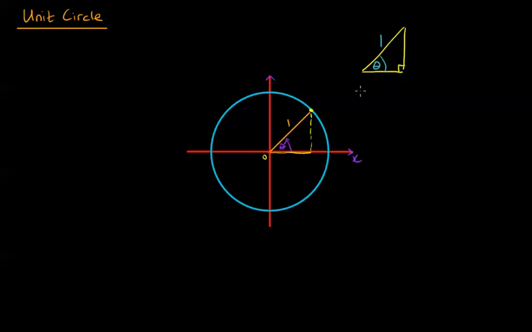We've looked at this before in our previous clips. We know this length is going to be cos of the angle, cosine theta, and this length is going to be sine of that angle. So this coordinate's x part, how much I go along, is cos theta, and its y component, how much I go up, is sine theta.